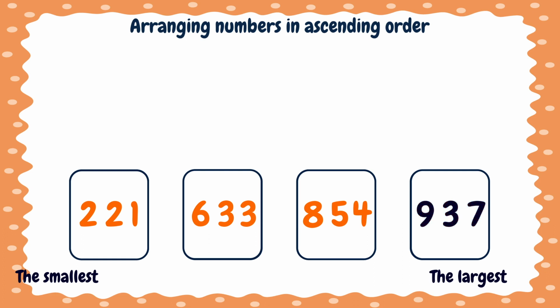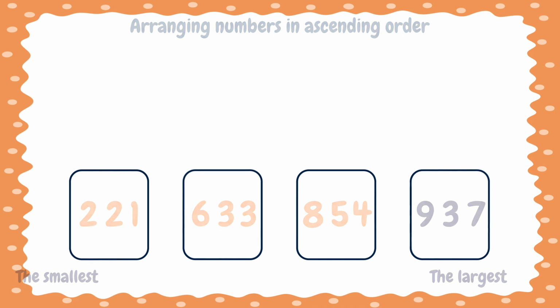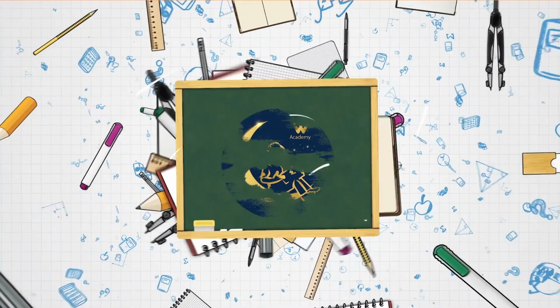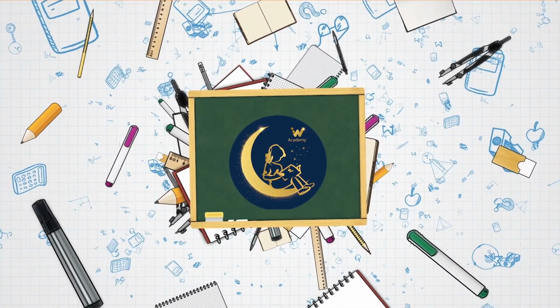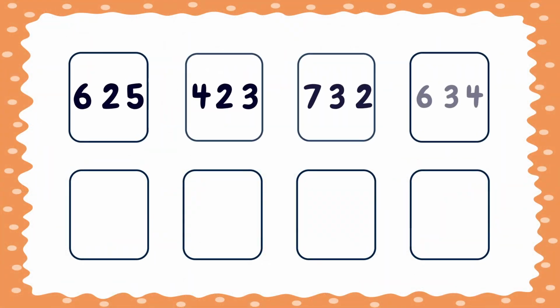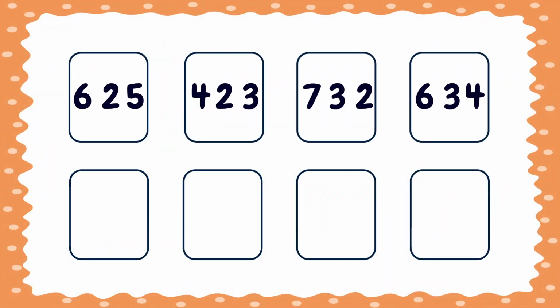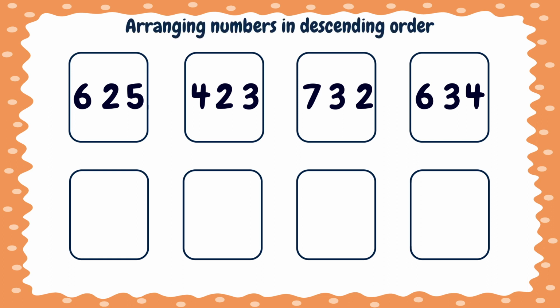Excellent! What do you think, how do we arrange a set of numbers consisting of 3 places in descending order? Let's begin. Here are numbers consisting of 3 place values. We want to arrange them in descending order. That means from the largest to the smallest.